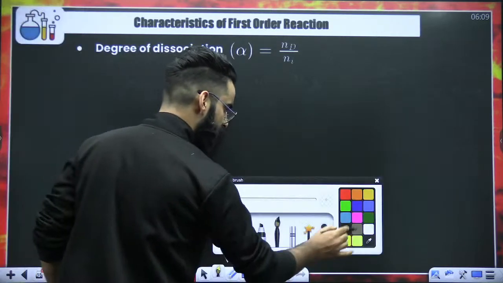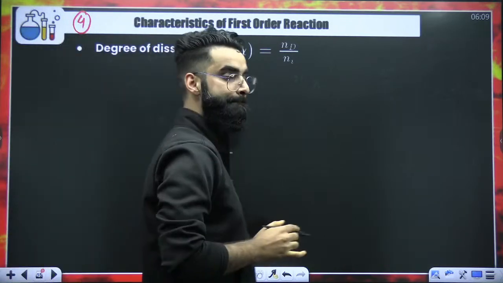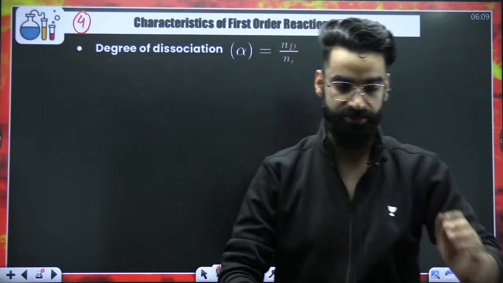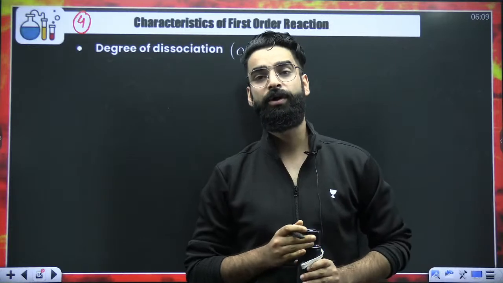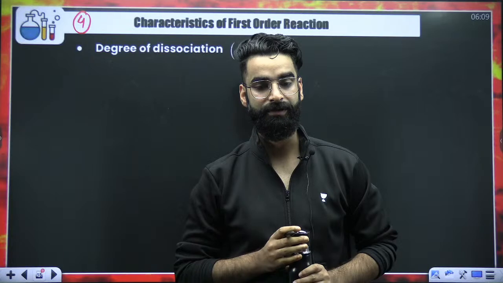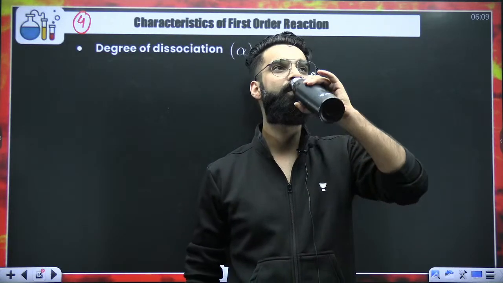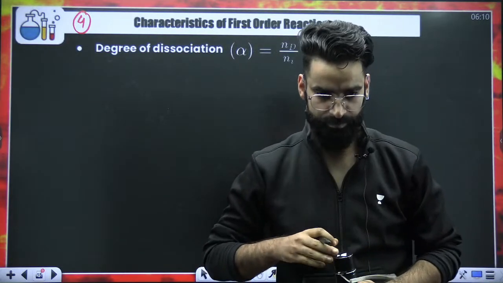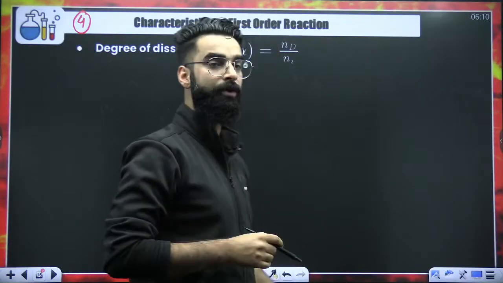Now, let's talk about the fourth point related to first order reactions. That is degree of dissociation. How do we get the degree of dissociation for first order reactions? If you remember, in case of zero order reactions, we also calculated the degree of dissociation. It used to be equal to Kt divided by A naught, right? Now let's get to know how to get the alpha value in first order reactions.